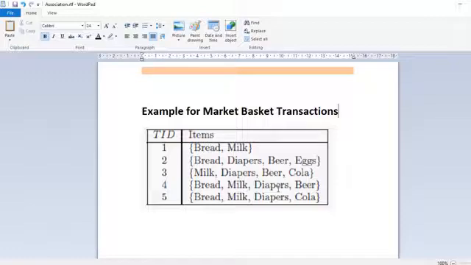Next we will see that association rules are useful for discovering the interesting relationships hidden in large data sets. The uncovered relationships can be represented in the form of association rules or sets of frequent items. For example, from this table we can infer a rule: diapers implies beer. So if you see, the customers who buy diapers will frequently buy beer.